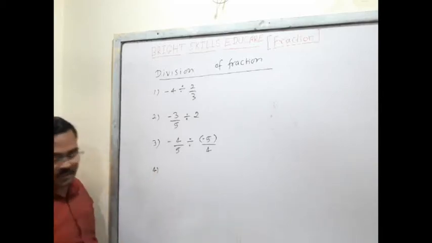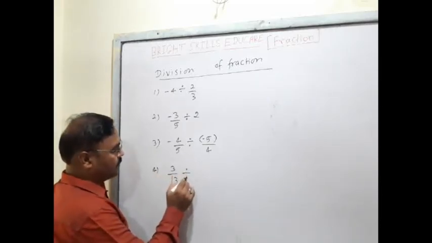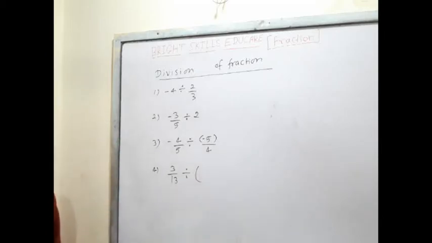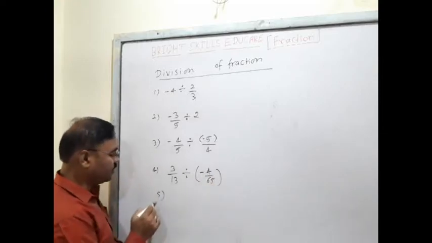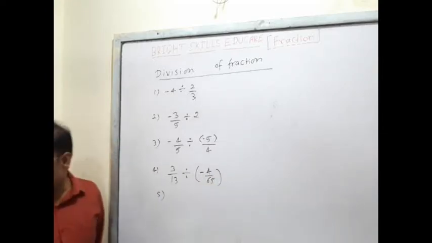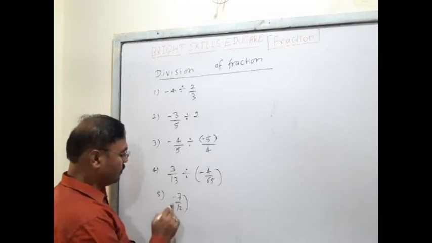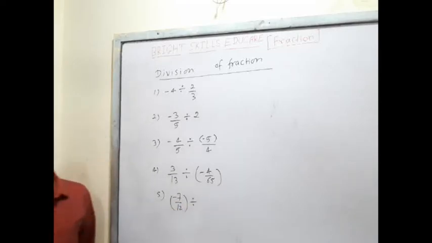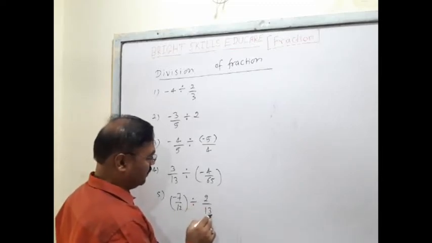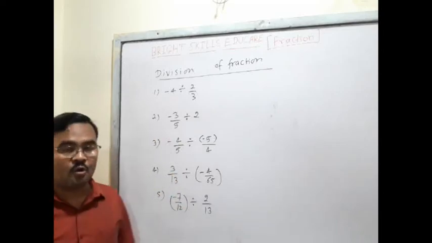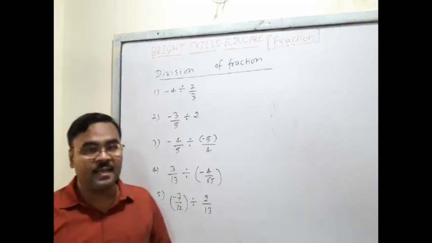And the fourth question is 3 upon 13 is divided by minus 4 upon 65. And the fifth question is minus 7 upon 12 is divided by 2 upon 13. So all these 5 sums you have to solve by yourself and get the answer. And even you can send the answer to me.